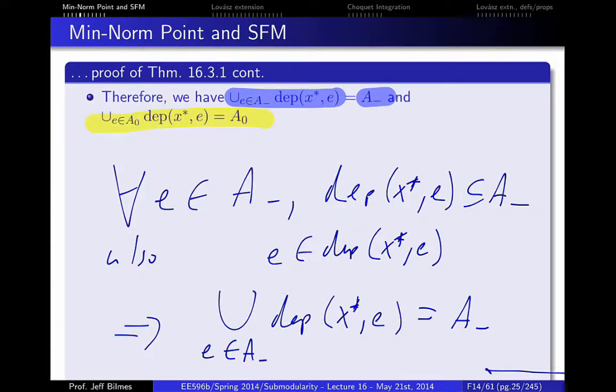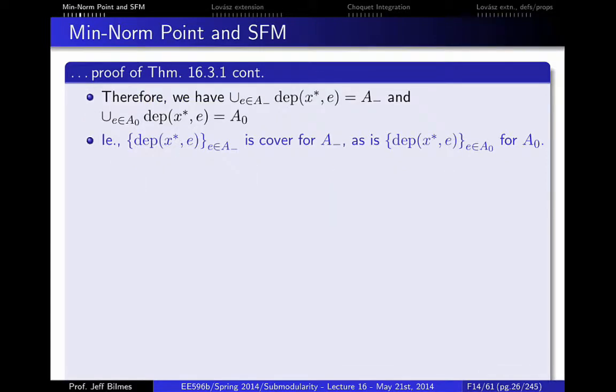Does everybody see that? So we have this is a cover for A naught, and we have that this is a cover for A minus. The first thing is a cover for A minus, the second thing is a cover for A naught. The green is a cover for A naught, yellow is a cover for A minus.